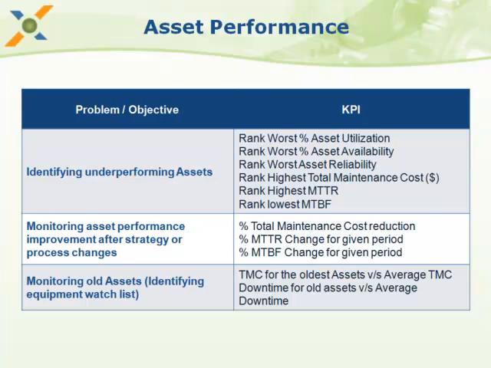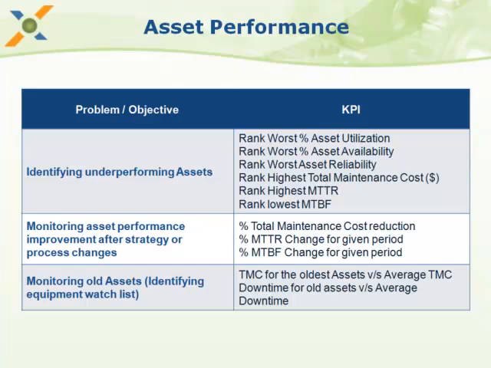Similarly, if we have made any improvements in the processes or we have changed strategies, and then we want to see how it has affected the performance of assets, we can monitor percentage total maintenance cost reduction or change in the maintenance cost. Similarly, MTTR changes. If we have trained our laborers in certain skills, we can monitor whether it has affected the MTTR. Just from monitoring availability and reliability, we can monitor MTBF if there are any strategic changes towards that.